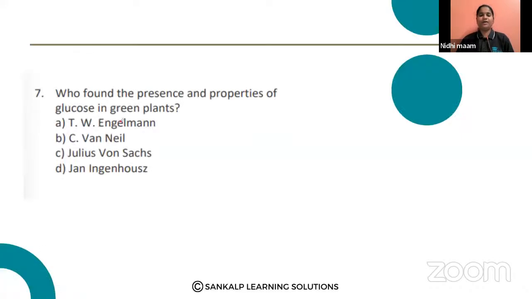Next question. Who found the presence and properties of glucose in green plants? Green plants have glucose. Who discovered its properties? T.W. Engelmann, C. Van Niel, Julius von Sachs, Jan Ingenhousz. Who found the presence of?